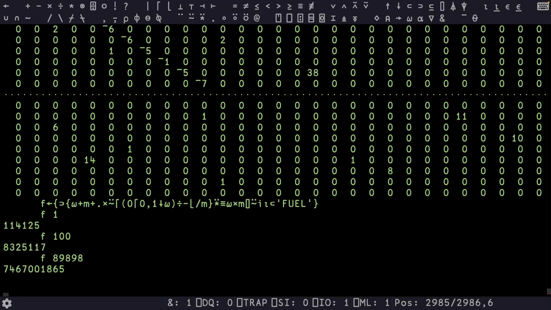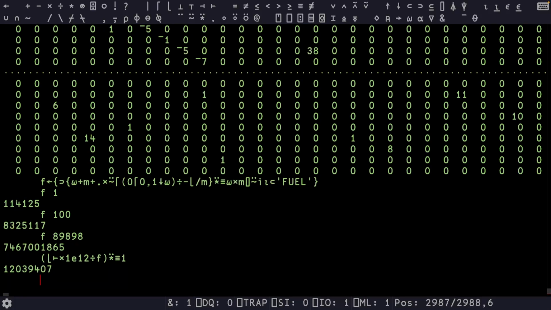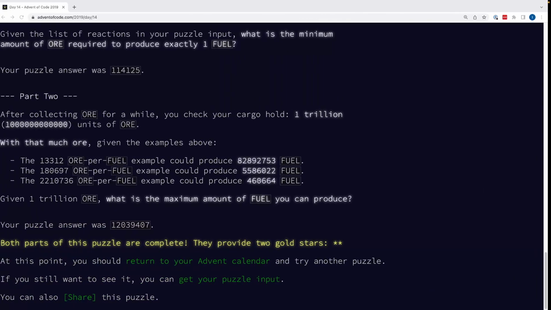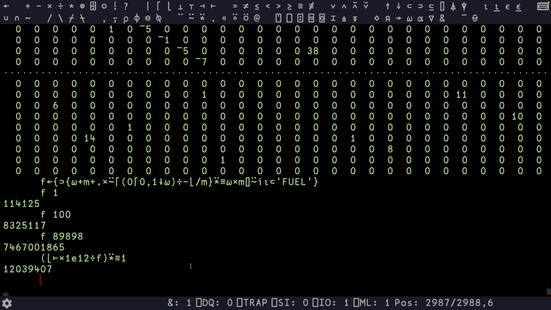The answer for this is sort of mysterious. It's kind of mysterious, all right. I'm just going to type the answer first, and then we can explain how it works. Okay, so this is min right tack times 1e12 divided by f power match 1. And that gives us 120, 39, 407, which is indeed the answer for part 2. All right, so what on earth is going on here?